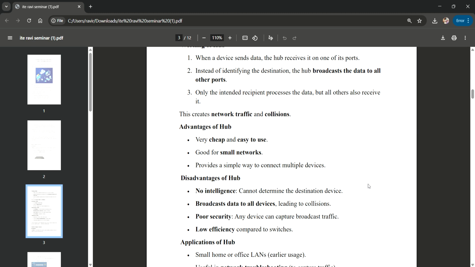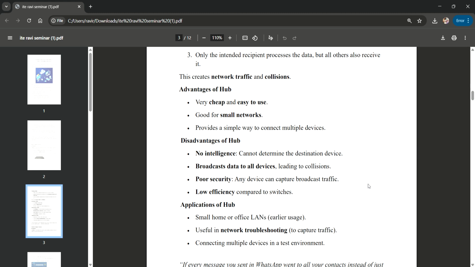Coming to the disadvantages of hub, it is not as intelligent as that of switches. Because it cannot determine the destination device, it broadcasts the data to all the devices, which leads to collisions. It offers poor security, that is, any device can capture broadcast traffic, and it is less efficient when compared to switches. Applications of hub.